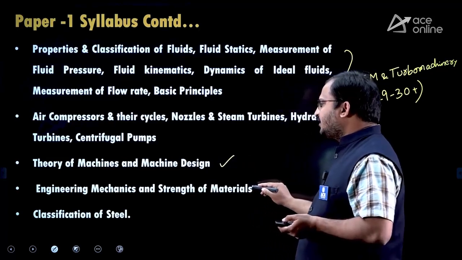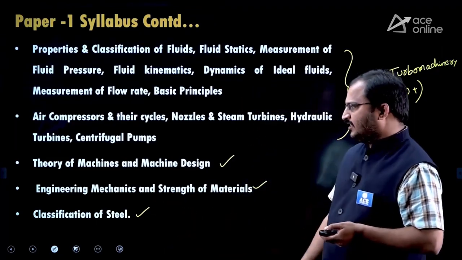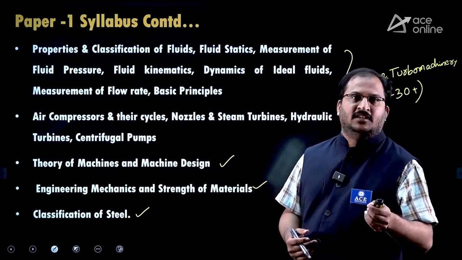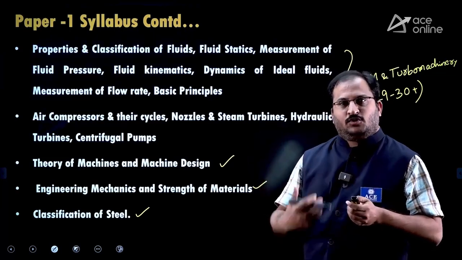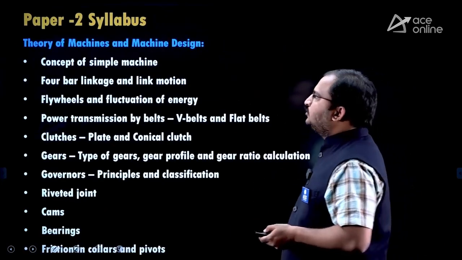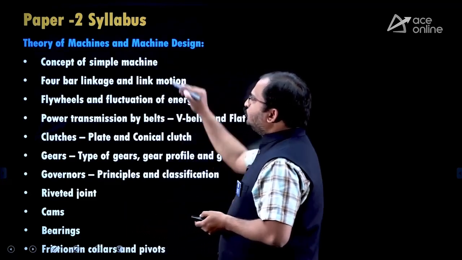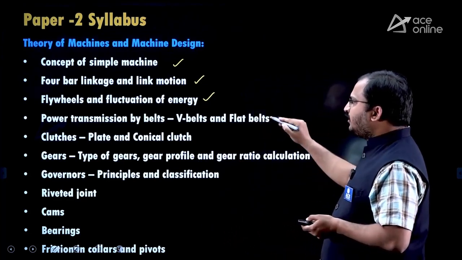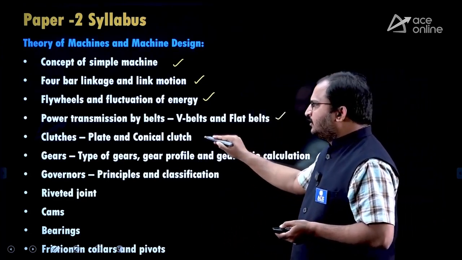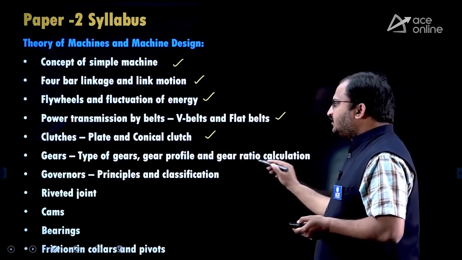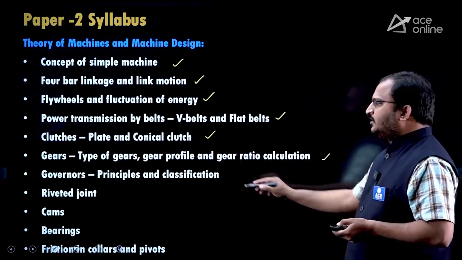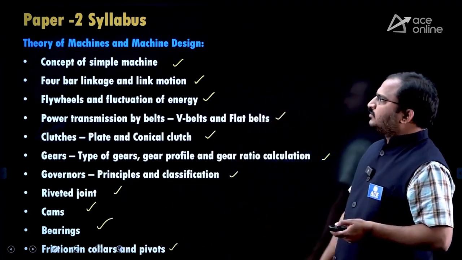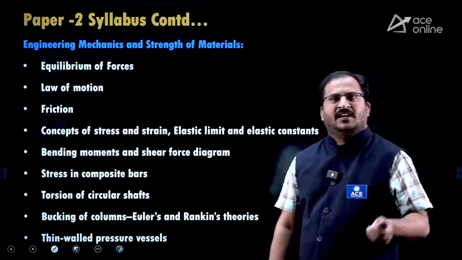Then theory of machines and machine design, engineering mechanics and strength of materials, classification of steel. See, elaborate syllabus of these topics is not given in paper 1 syllabus, but you have to prepare according to paper 2 syllabus only. So let us see paper 2 syllabus, dear students. Theory of machines and machine design. So concept of simple machine, 4-bar linkage and link motion, flywheels and fluctuation of energy, power transmission by belts, V-belts and flat belts, clutches, plate and conical clutch, gears, types of gears, gear profile, gear ratio calculation, governors, riveted joints, cams, bearings, then friction in collars and pivots. So this is the syllabus of theory of machines and machine design.